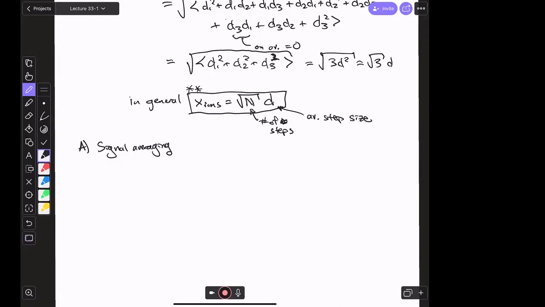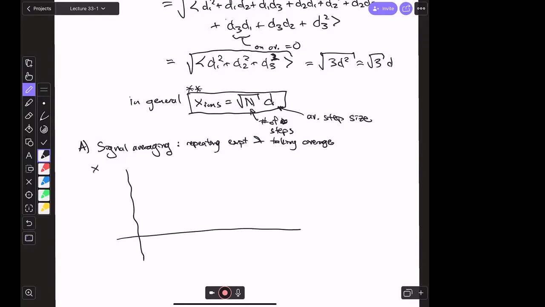And what I mean by signal averaging is the idea that when you're trying to measure something precisely, you would repeat the experiment many times and take the average of those experiments. So, repeating the experiment and taking the average. So let's see how that works mathematically. And I want to sort of draw that process graphically.